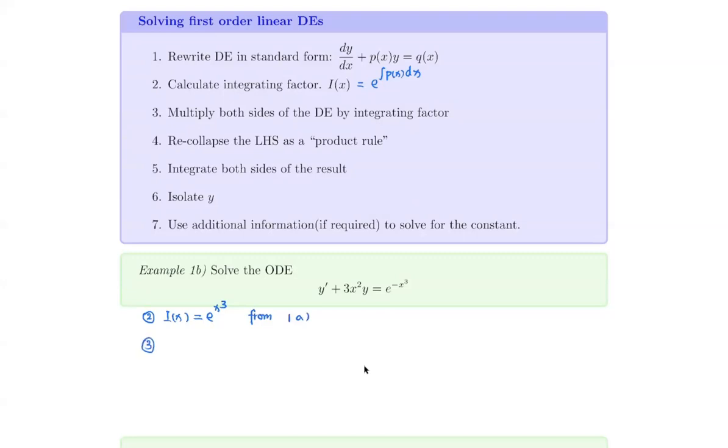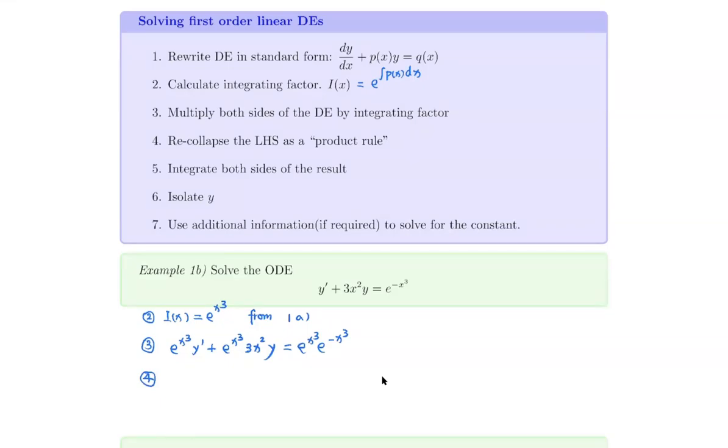The third step is you want to multiply both sides of the differential equation by the integrating factor. So let's do that. That's going to give you e to the x cubed y prime plus e to the x cubed 3x squared y equals e to the x cubed times e to the negative x cubed. Okay, so that's our third step. I multiplied everything by this integrating factor. Now, number 4, you want to recollapse the left-hand side as a product rule.